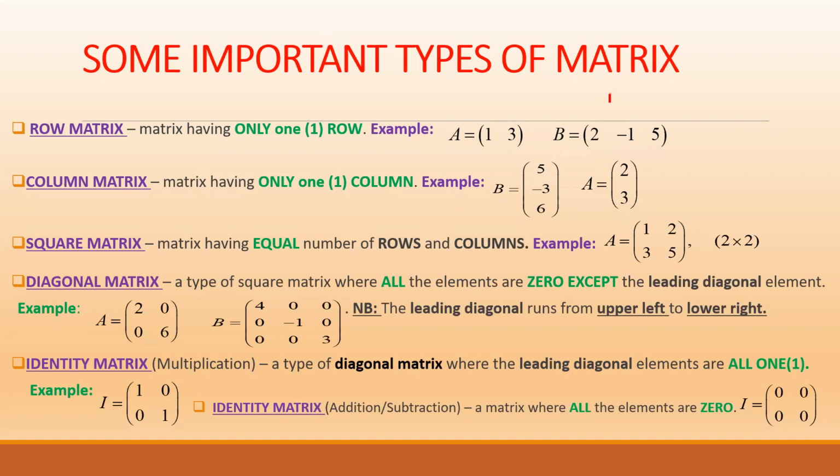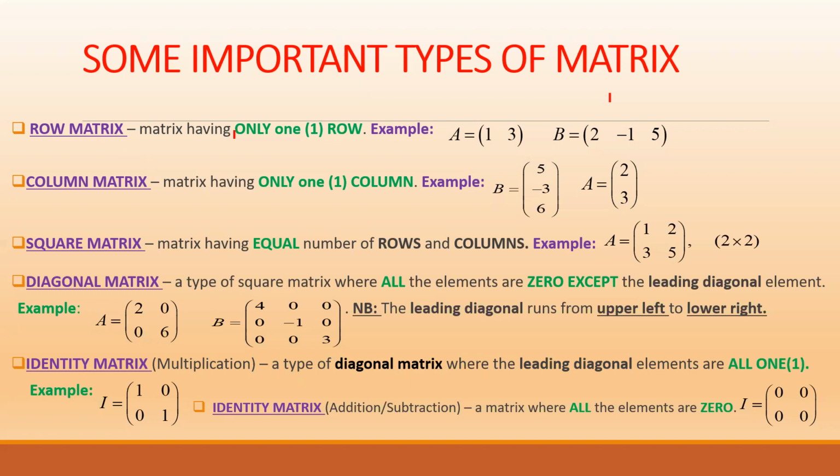Right? Some important types of matrix. So the first one we have is a row matrix. Very important, guys. You need to know these types of matrix because they're going to come in very handy, especially later on in the other parts of the matrix lessons. So a row matrix basically only has one row. That's the definition, guys.